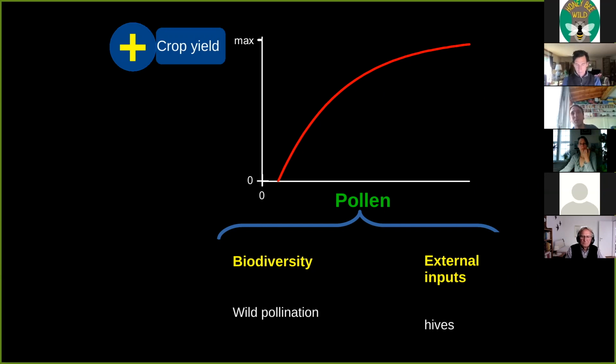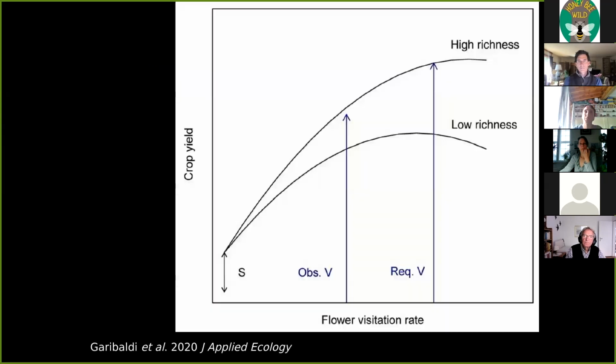The light is another resource that enters the plant through the leaves. And pollen is a resource that enters the plant through the flowers. So if you have less quantity and quality of pollen, you're going to harvest less. And again, this is an example of a resource that can be provided as an external input, for example, through hives of honeybees, or through biodiversity, through wild pollinators that grow spontaneously in the local landscapes.